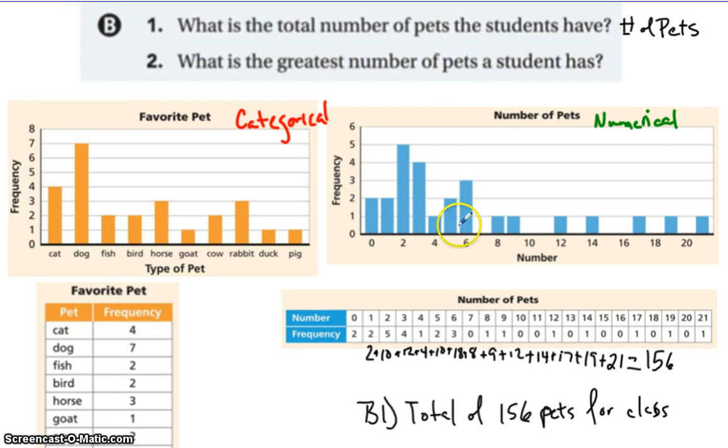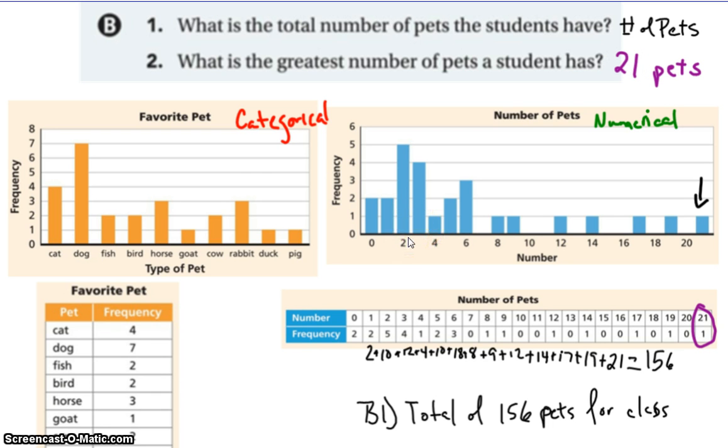So for B2, I can look over here at the number column. This would be the number of pets that a student has. I'm going to go over here to the largest number. Or I can use the table and see that 1 person had 21 pets right here. So the greatest number of pets is 21 pets. Okay, now all of B came from the numerical information.